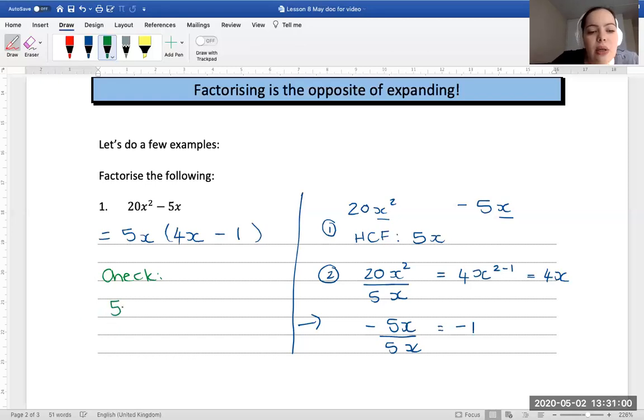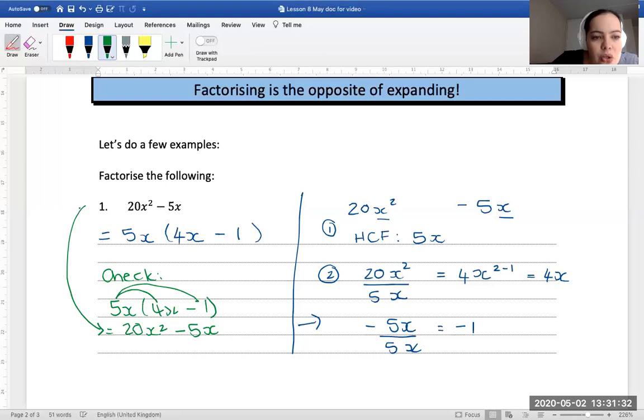So let's take the answer we got here. We said 5x times, open brackets, 4x minus 1, close brackets. Let's quickly distribute here. 5x times 4x, well, 5 times 4 is 20. x times x is x squared. 5x times negative 1, well, a positive times a negative is a negative. 5 times 1 is 5, and then we've got that x. And if you look, that is exactly the same. So we know that our answer was correct.